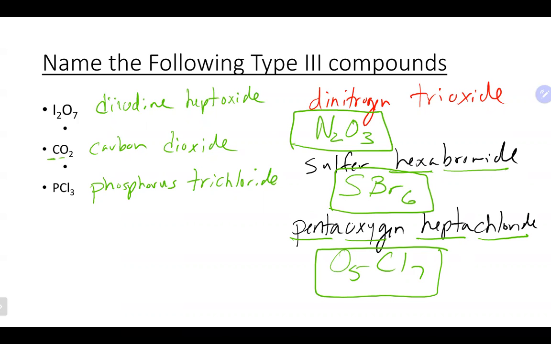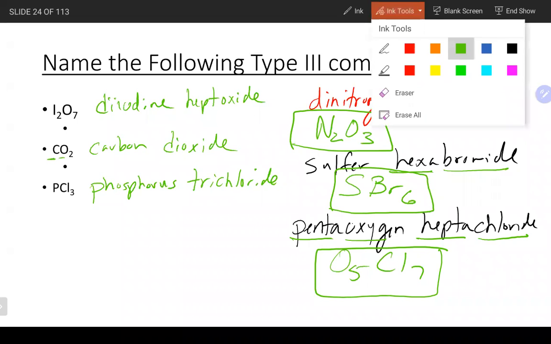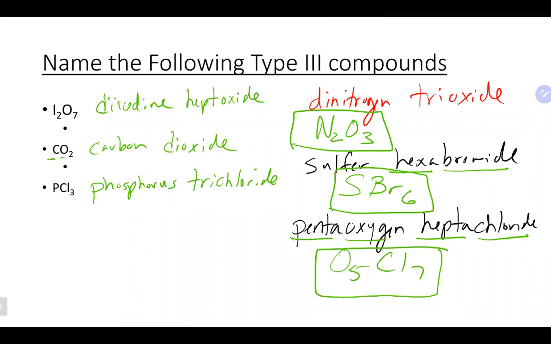So again, these type 3 are really the easiest. You basically just need to use the appropriate prefix. Remember the couple important rules, which is no mono on the first name. But once again, you can use it on the second name. So it's okay to use it on the second name. And again, the sort of double vowel situation that occurs. Any questions on that there? All right.